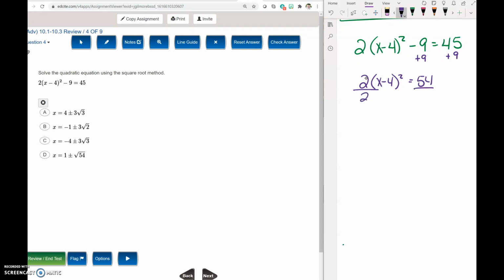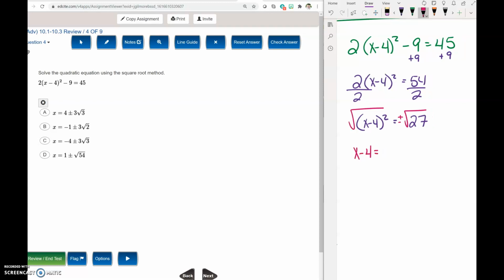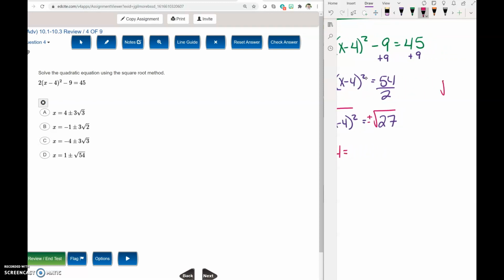Then we're going to divide both sides by 2 so that x minus 4 squared is by itself. Then we square root both sides. We have x minus 4 equals, over on the side, I will take the square root of 27 and see if I can simplify that. Remember, you want to pull out any perfect squares.